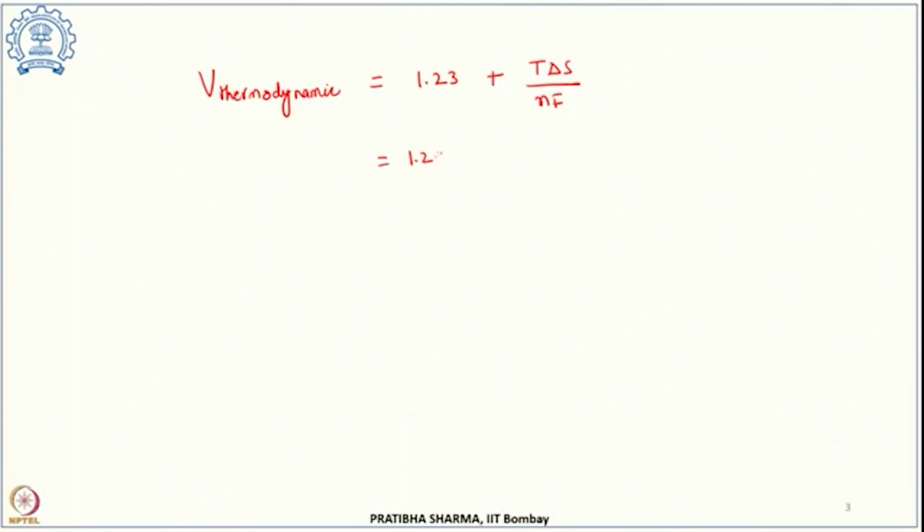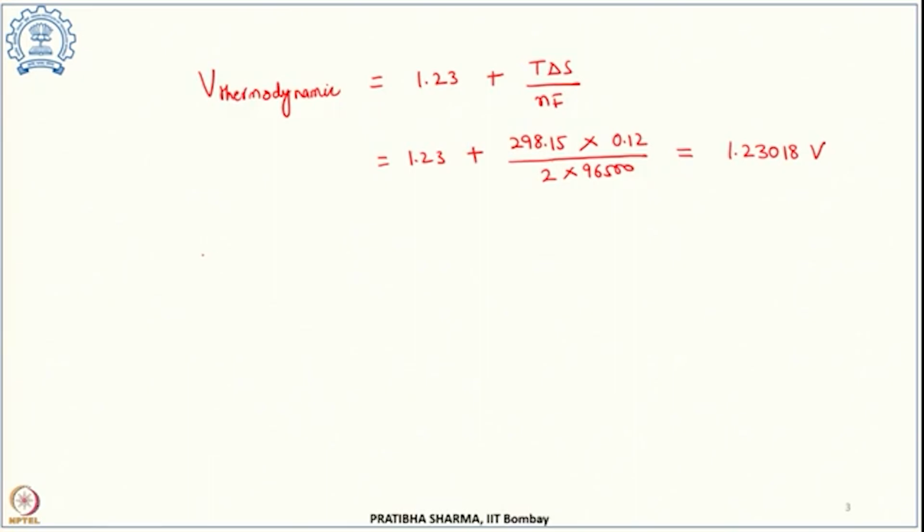as the V reversible voltage 1.23 volt plus T delta S over nF. So that is 1.23 plus temperature is 298.15 Kelvin, change in the entropy is 0.12, number of electrons transferred 2, Faraday's constant is 96500. And on solving this we can get the value of the thermodynamic voltage as 1.23018 volt.